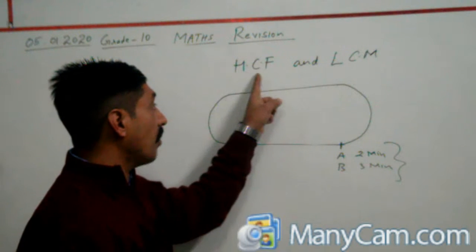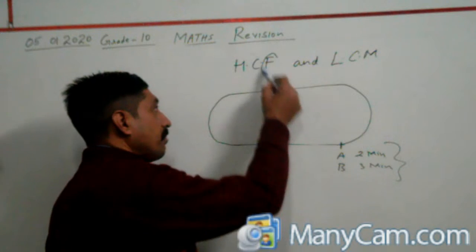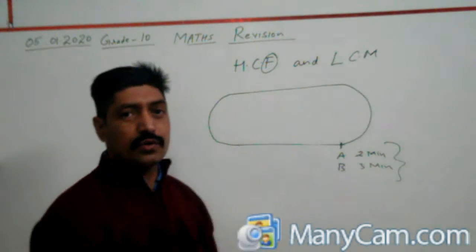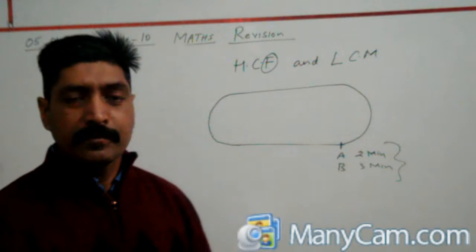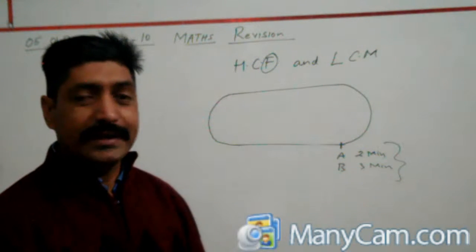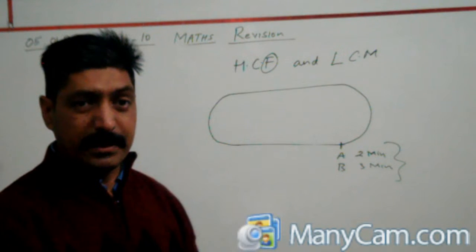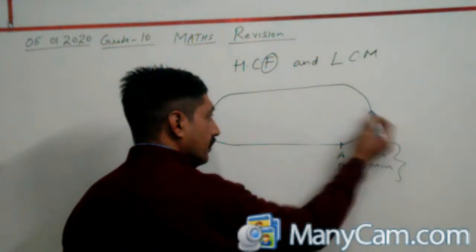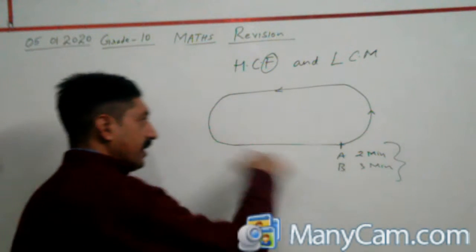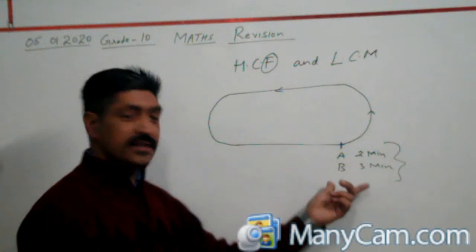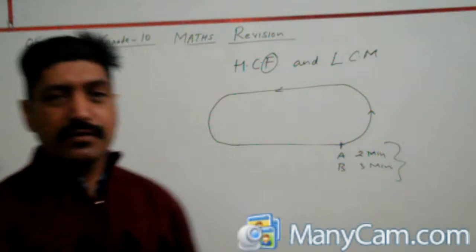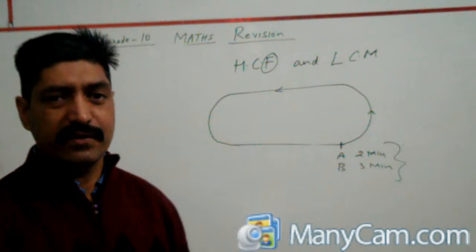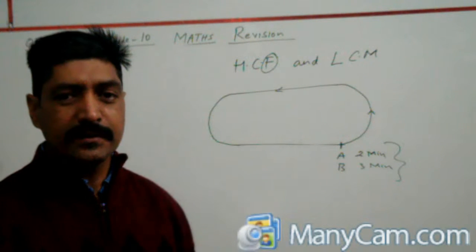HCF, highest common factor. Factor is a part. Whereas LCM is the lowest common multiple, which is either greater than both the numbers or can be equal to the bigger number. So when two persons start traveling in the same direction and taking rounds, the question is after how much time they meet, so we take their LCM. This is the main difference between LCM and HCF. HCF is the smaller one.